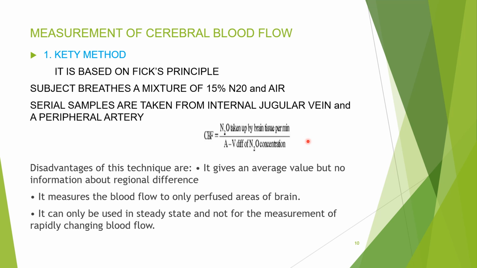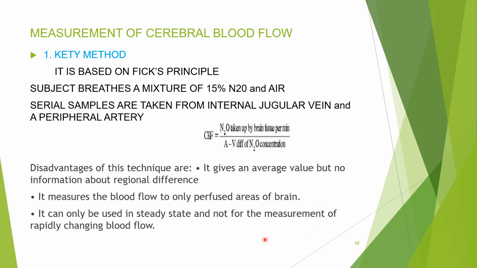For example, if there is a reduction in the blood flow of any one part of the brain, it may be completely compensated by an increase in flow in another part of the brain. So the CBF remains normal. Actually we are having a damaged, that is infarcted, area, but it cannot be detected. And the second disadvantage is that it measures the blood flow only to perfused areas of the brain.